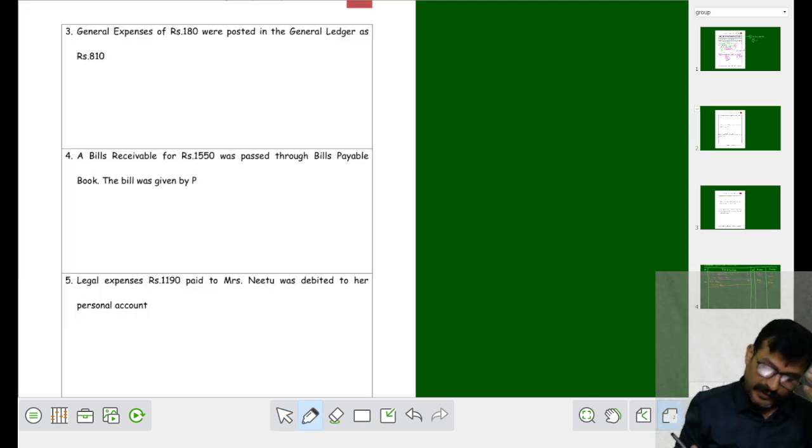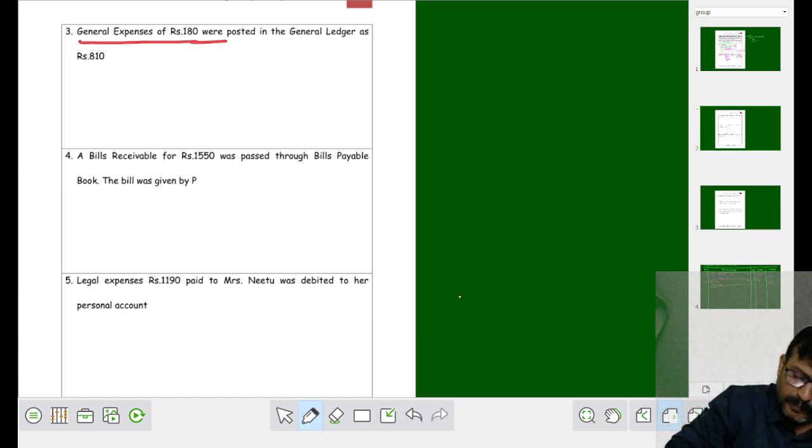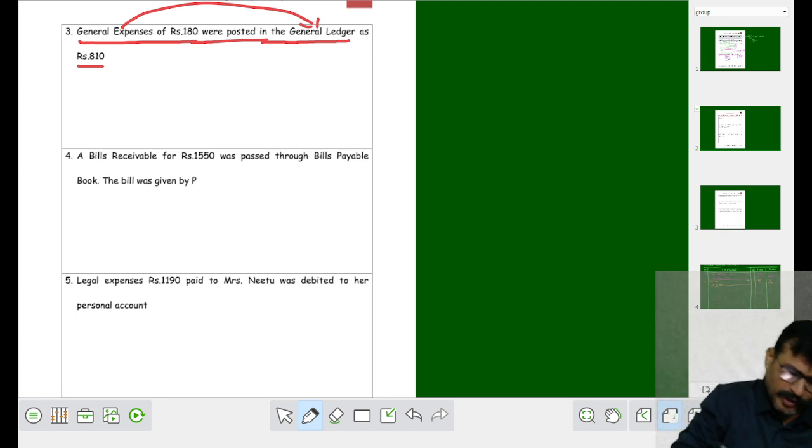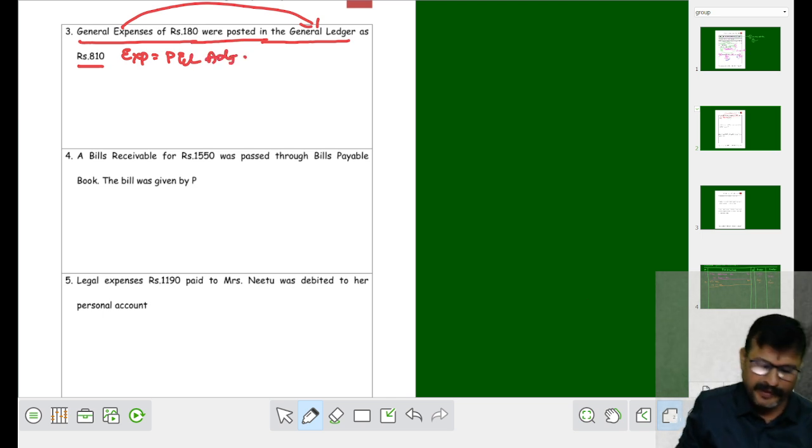See here. General expenses rupees 180 posted in the general ledger. General ledger means posted in the general expenses account, posted as 810. Now, what do you mean by general expenses? It is an expense. In the place of expenses, what do we have to use? We have to use P&L adjustment. What you have done is, instead of recording 180, which is the correct amount.